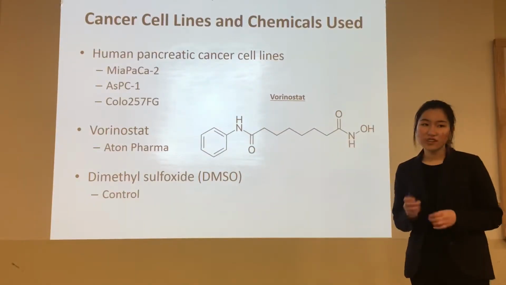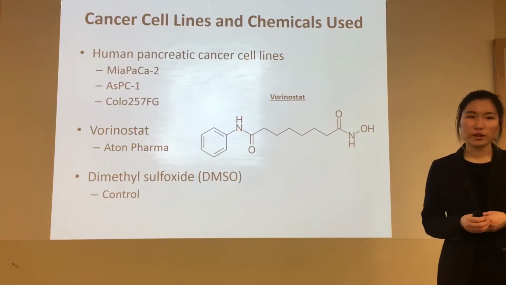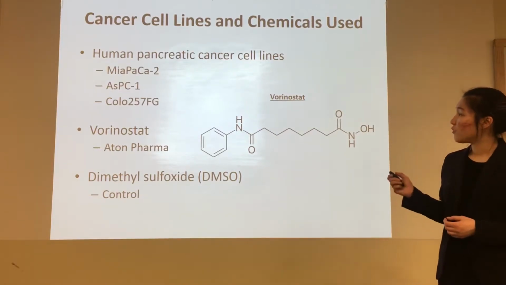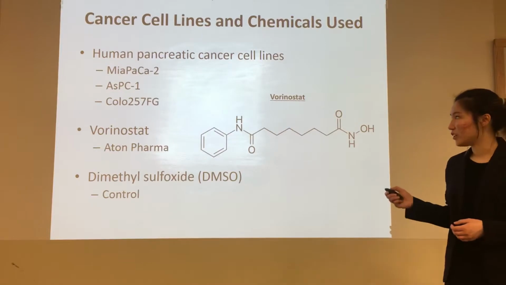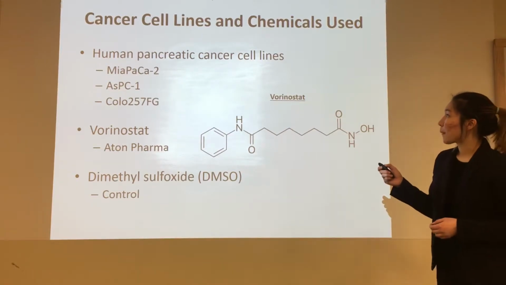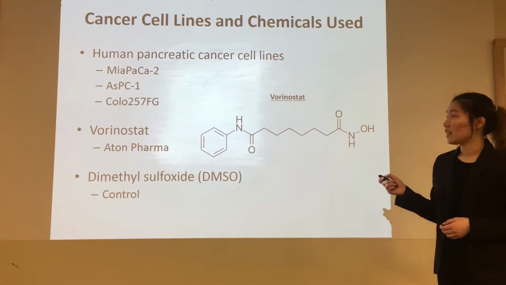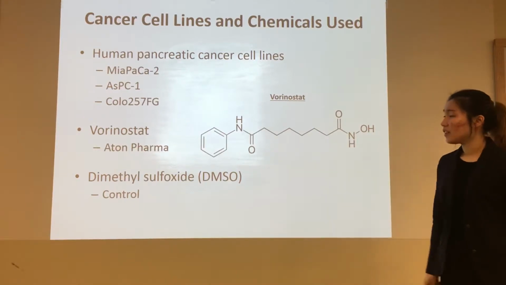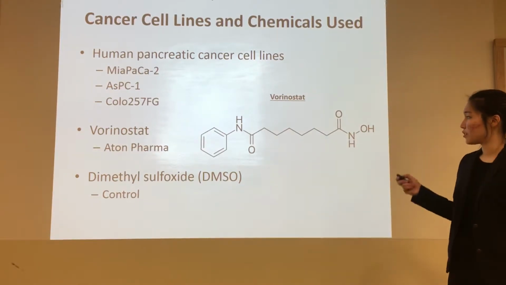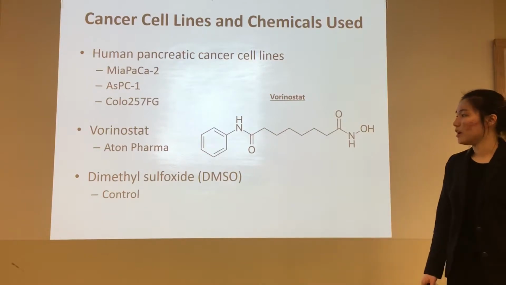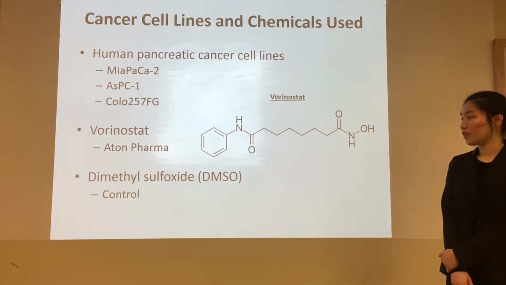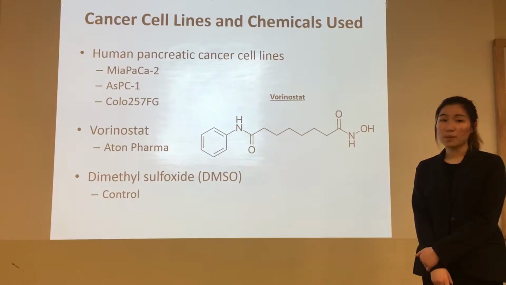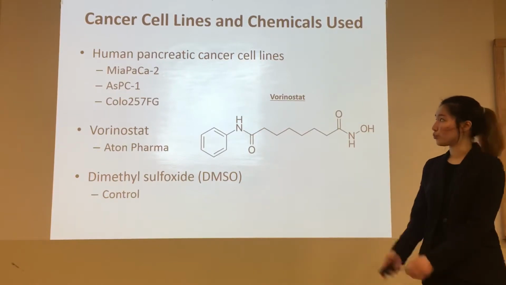So before we get started on how the research was done, they first had to obtain the materials. They obtained three types of pancreatic cancer cell lines. One was called MIA PaCa-2, another AsPC-1, and the third Colo357FG. Then they obtained Vorinostat, which is shown in the picture here, from Aton Pharma, and they also obtained dimethyl sulfoxide, also known as DMSO, to use as a control group.